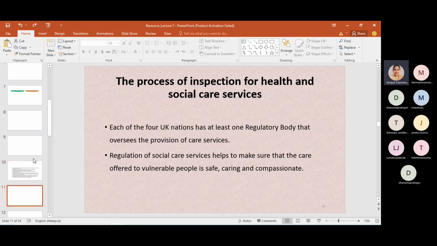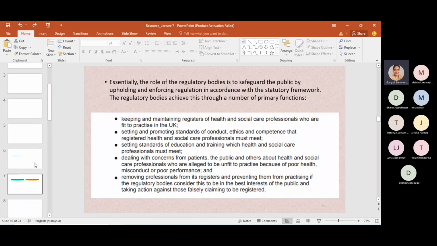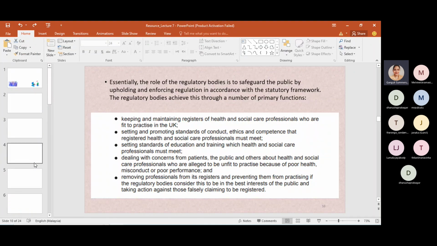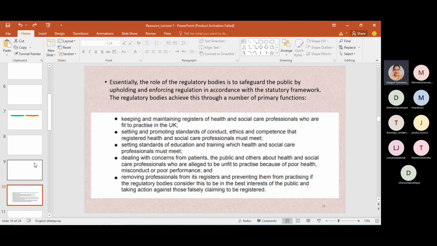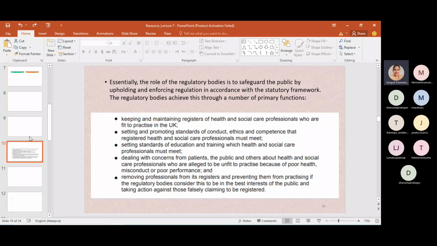So guys, that's all about the regulation process. We discussed what regulation is, the advantages and disadvantages of regulation, the regulatory bodies in the UK, and the primary, main functions done by the regulatory bodies. So that's all about regulation.